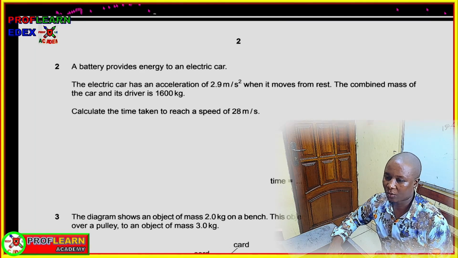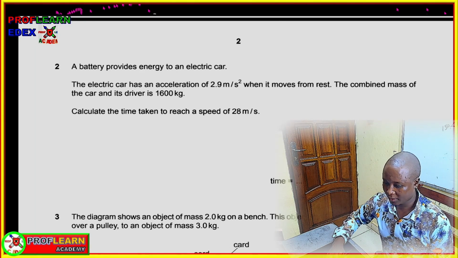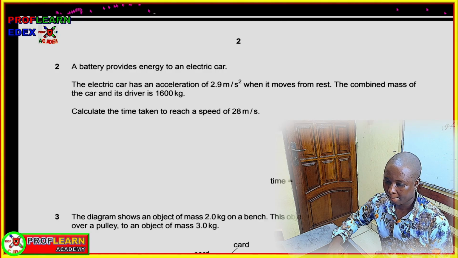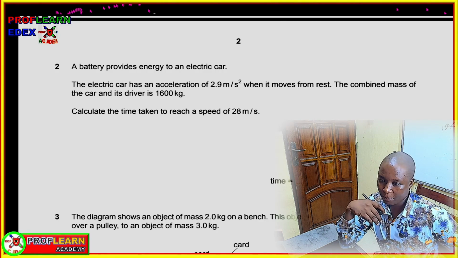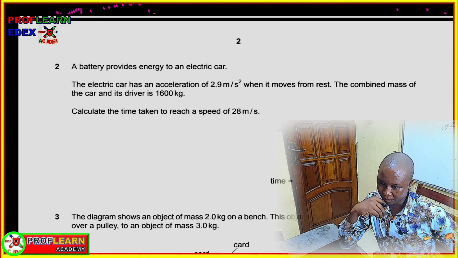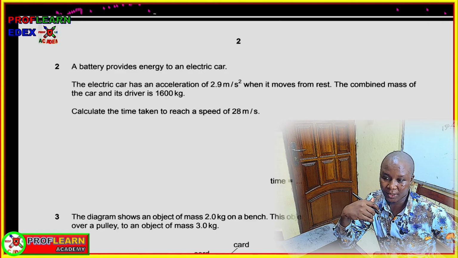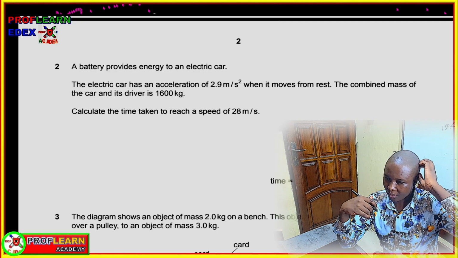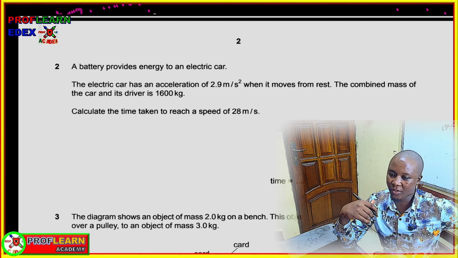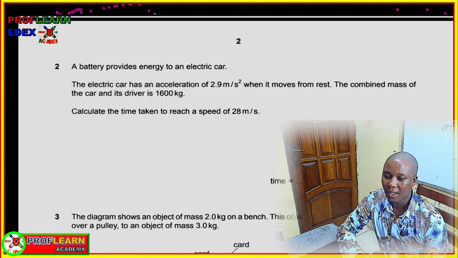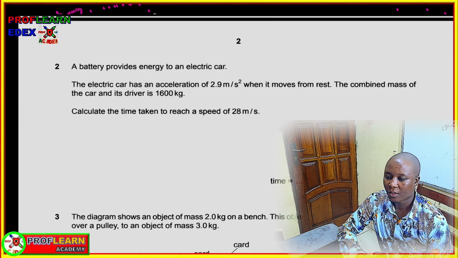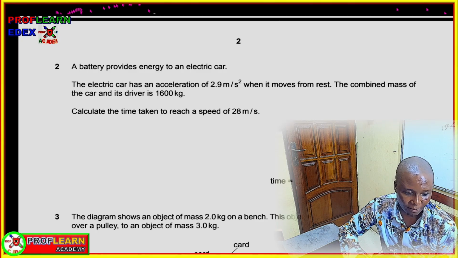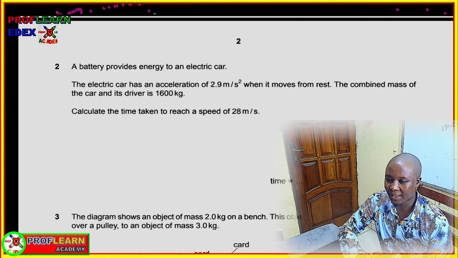Then let's move to this next question here. What are we told? We are told that a battery provides energy to an electric car. The electric car has an acceleration of 2.9, and it moves from rest. The combined mass of the car and its driver is 1,600 kilograms. Calculate the time taken to reach that particular speed.